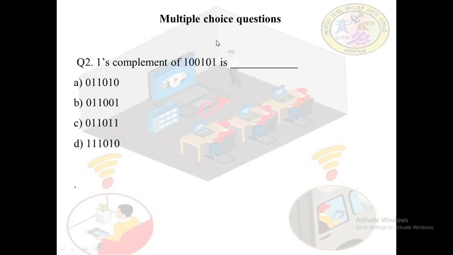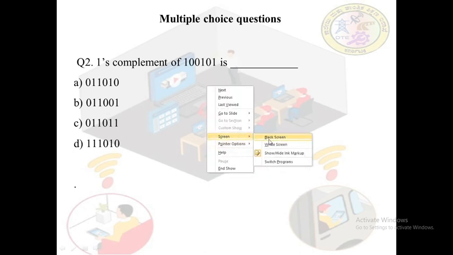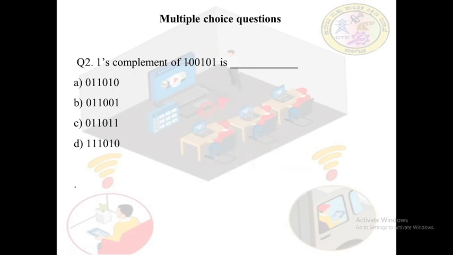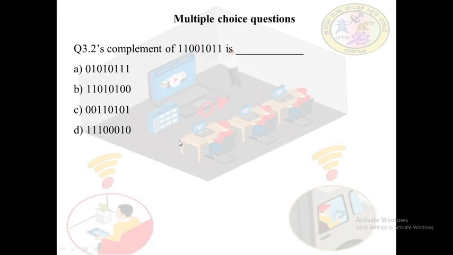Next, question 2, the ones complement of 100101 is, again, simple. To find out the ones complement, replace all ones by zeros and zeros by 1. So option A is the right answer for the second question.